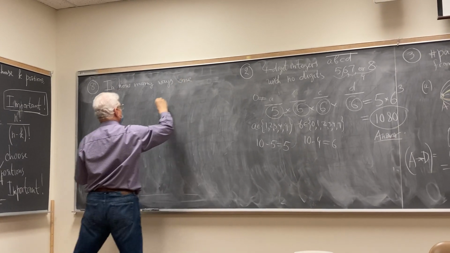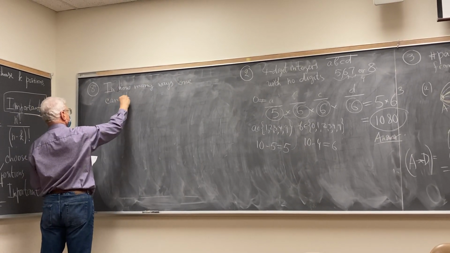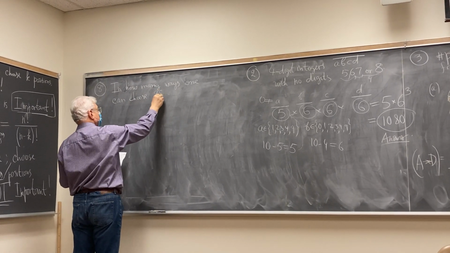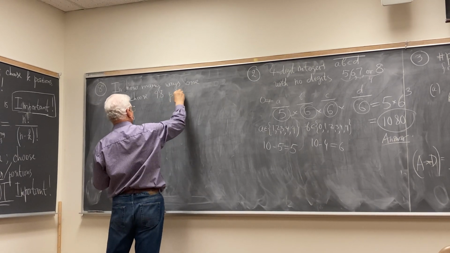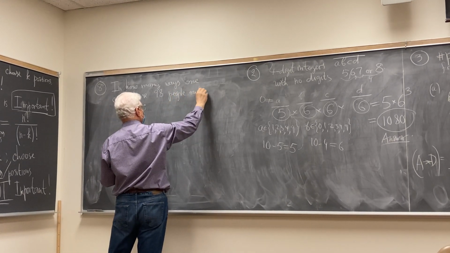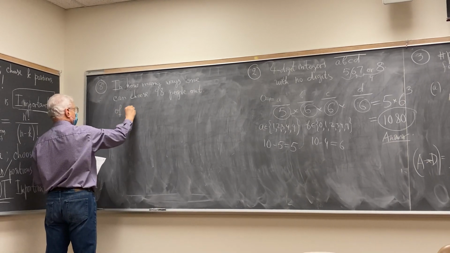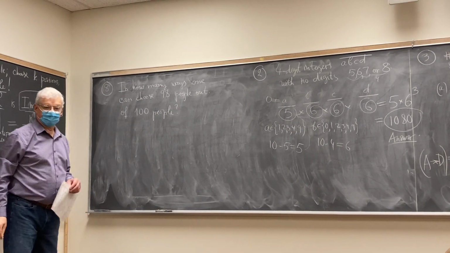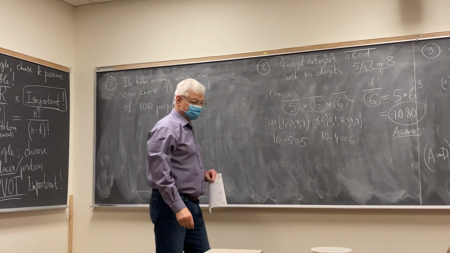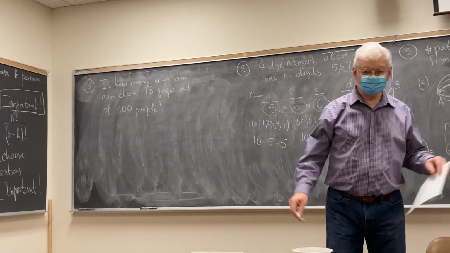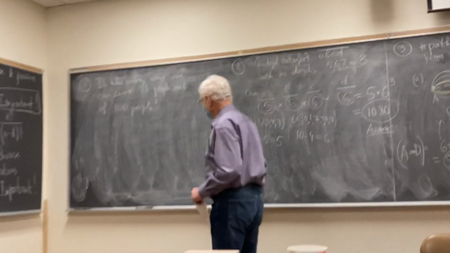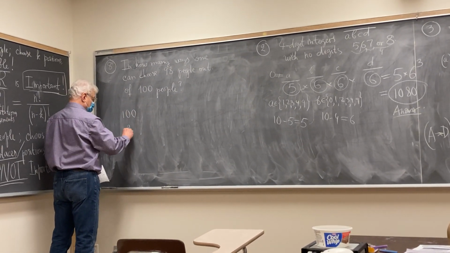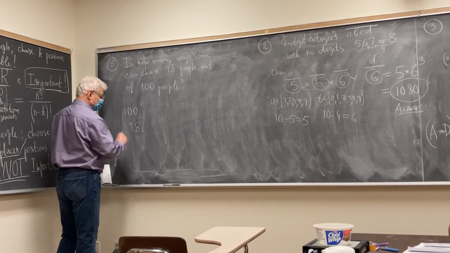One can choose 98 people out of 100 people. The question is how to choose 98 people. There are 100 of them. How do you choose them? You can choose 98 out of 100.